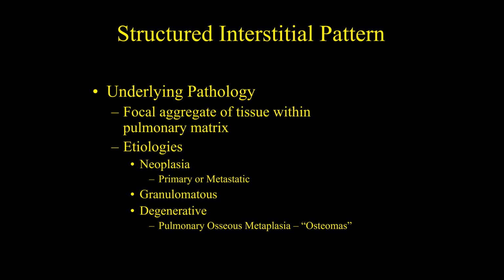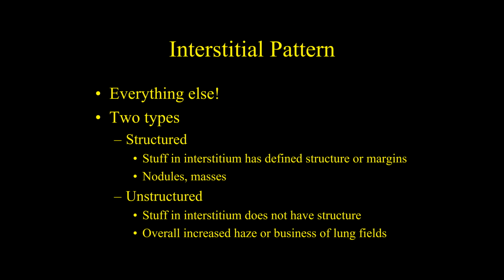And then you can also have some tricky things called pulmonary osteomas or pulmonary osseous metaplasia that can happen in the lung, and it's benign, totally benign, doesn't mean a damn thing. And you leave them alone, and we're going to review these. So anything that causes a structure or a nodule or a mass, defined mass in the lung, would fall under this structured interstitial pattern. The non-structured interstitial pattern would be everything else. So that's the best way to describe it.